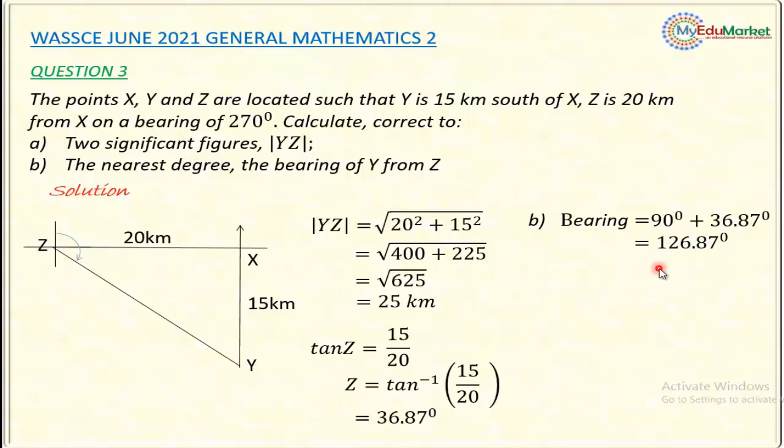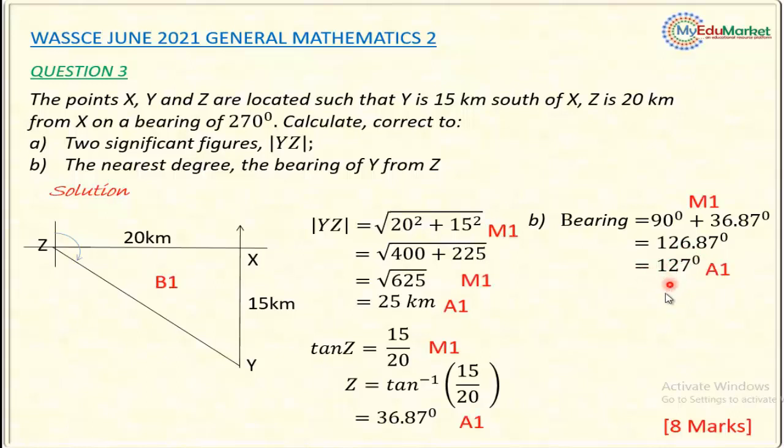So let me get the mark distribution according to the WAEC marking scheme for this very question. Beg your pardon, I have to approximate this to the nearest degree. The approximation of this will be 127 degrees.